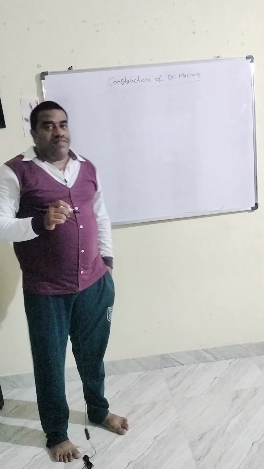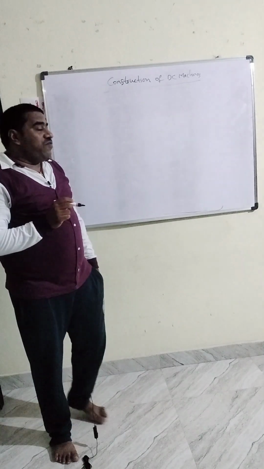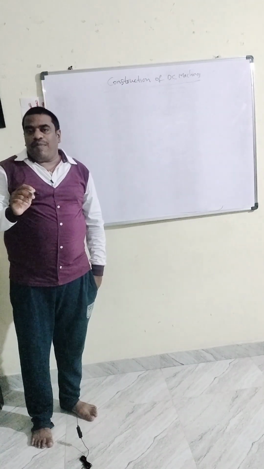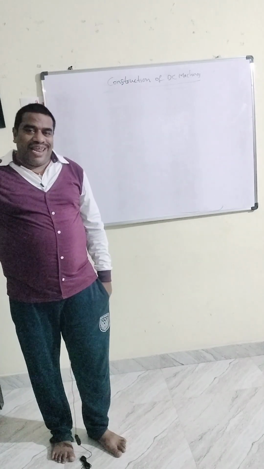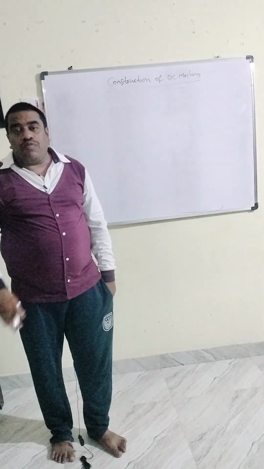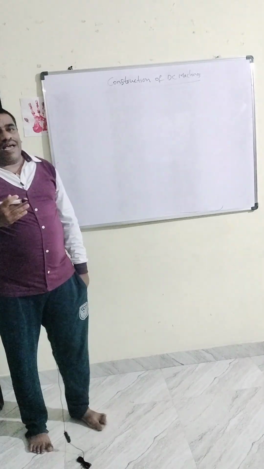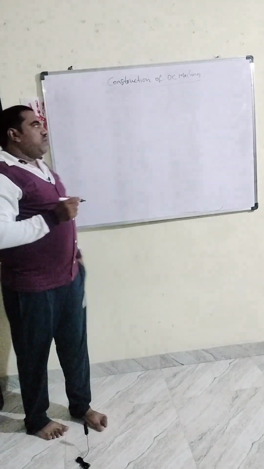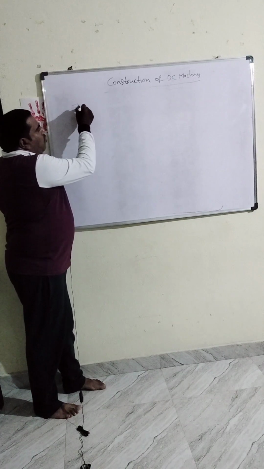Hello viewers, let me discuss the working principle of the DC generator. The DC generator is when the DC machine acts as a generator, which converts mechanical energy into electrical energy, taking mechanical energy as input and generating electrical energy. How does it generate electrical energy from mechanical energy? That is the basic principle of the DC generator, which is nothing but electromagnetic induction.